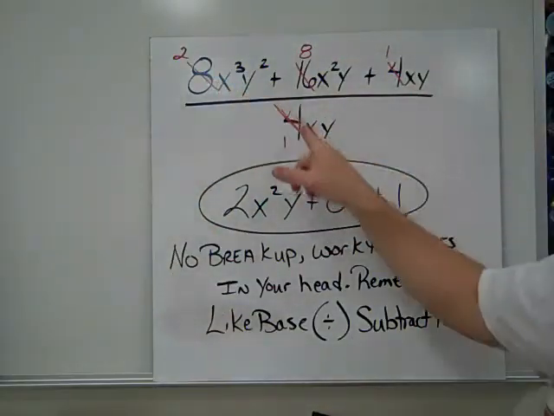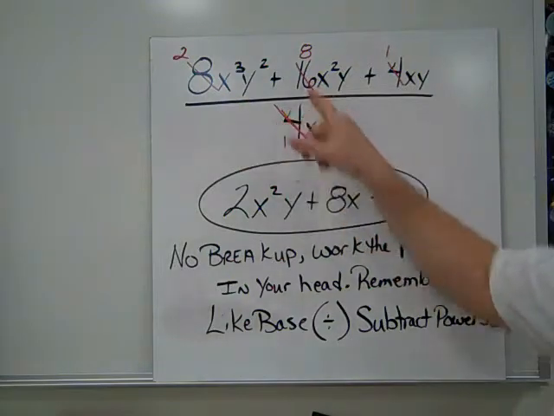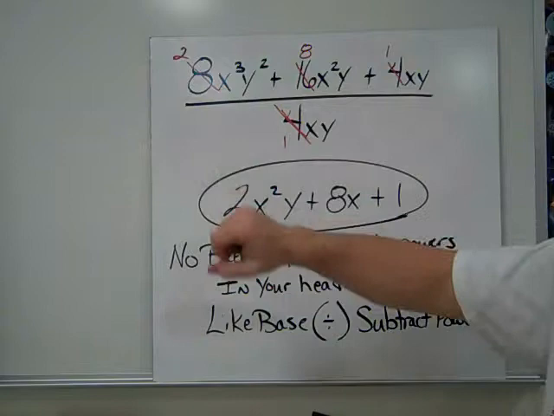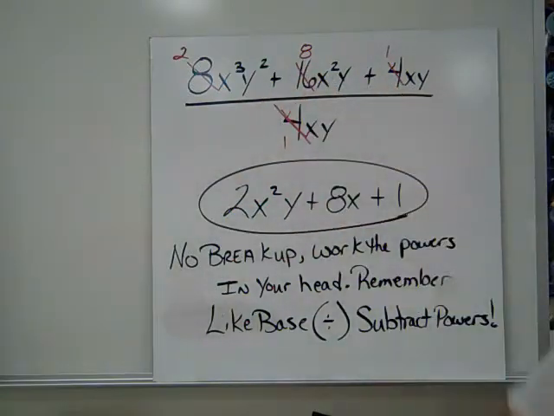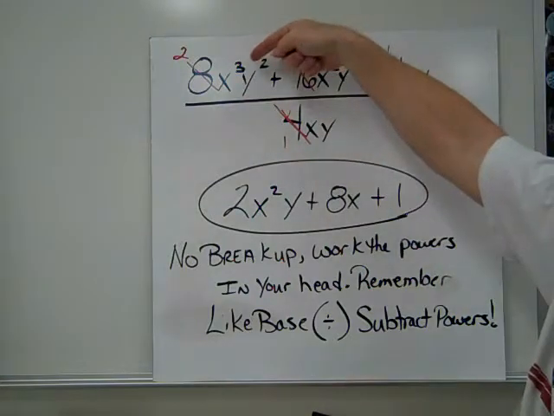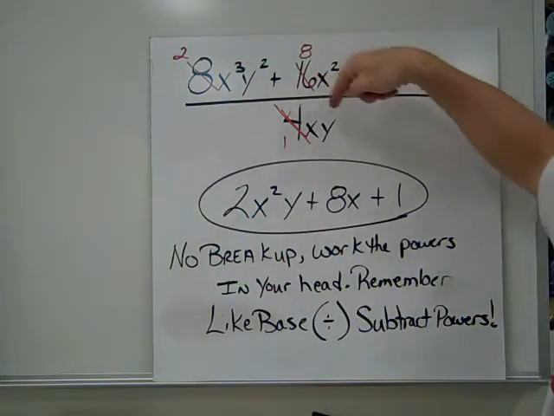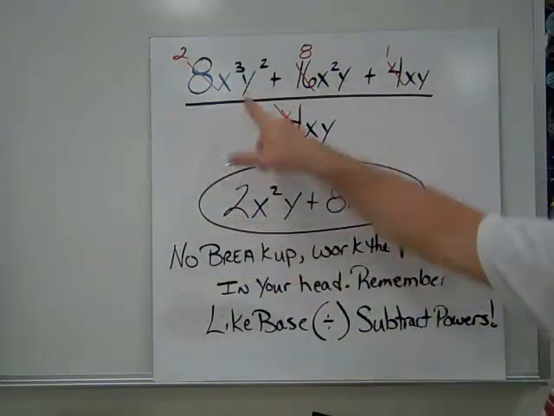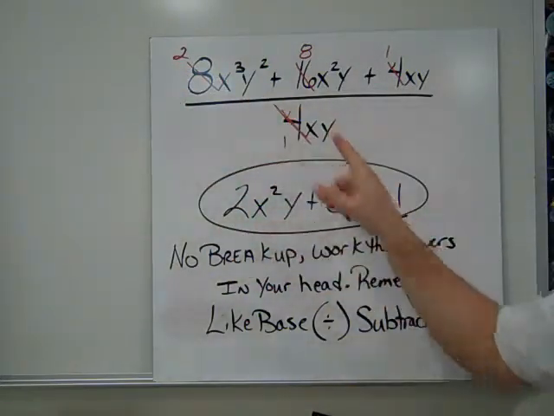So we're just going to take the 4 into the 8, the 4 into the 16, and the 4 into the 4. So again, we're left with 2 here, 8 here, and 1 here. Again, you won't see the 1 in your answer. We would take 3 minus 1. 2 minus 1 gives us x squared y. So there's our 2, x squared, and our y left over.